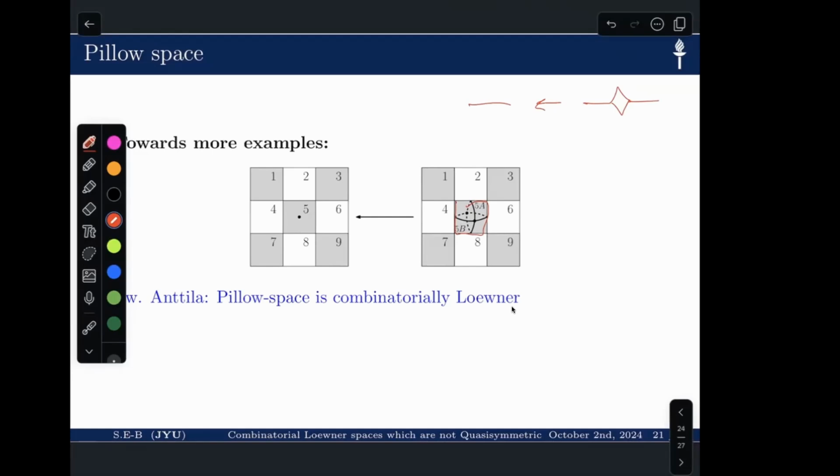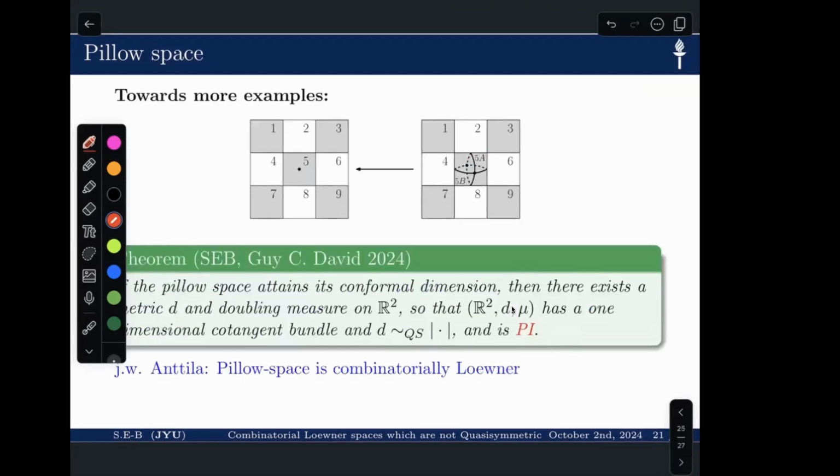This would also probably follow from Bruce's and Mark Bourdon's work with modifications, but we gave a little bit more general statement and explicated these facts. So this space is combinatorial Loewner. You could ask whether it attains its conformal dimension. And what we discovered with Guy C. David is, well, we were not able to solve this, but we got a very curious implication.